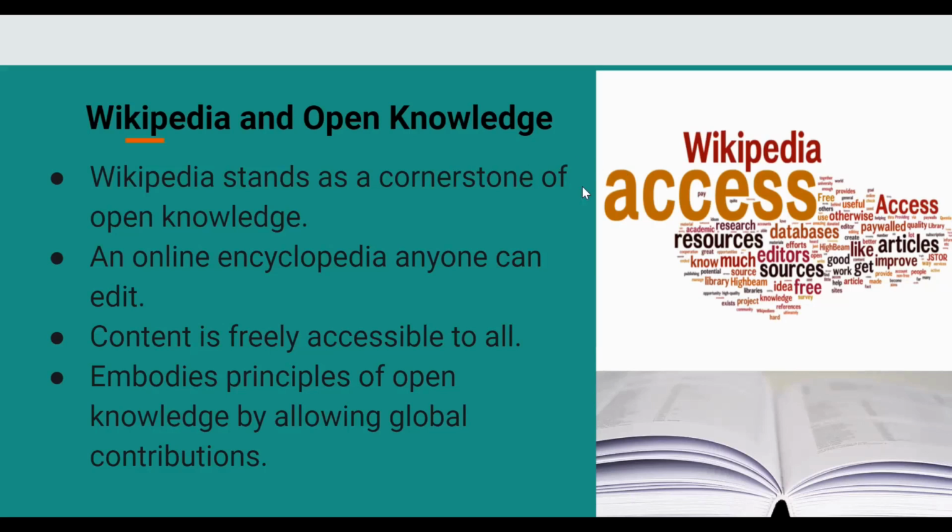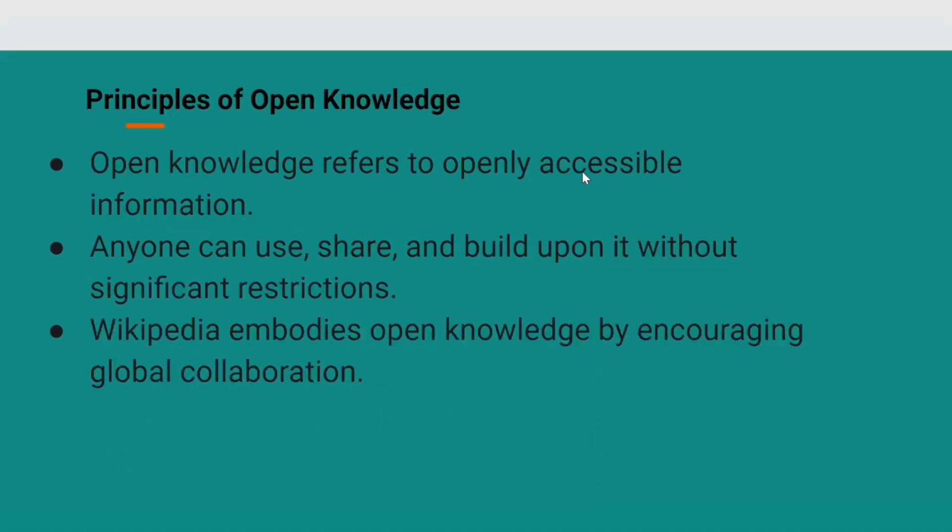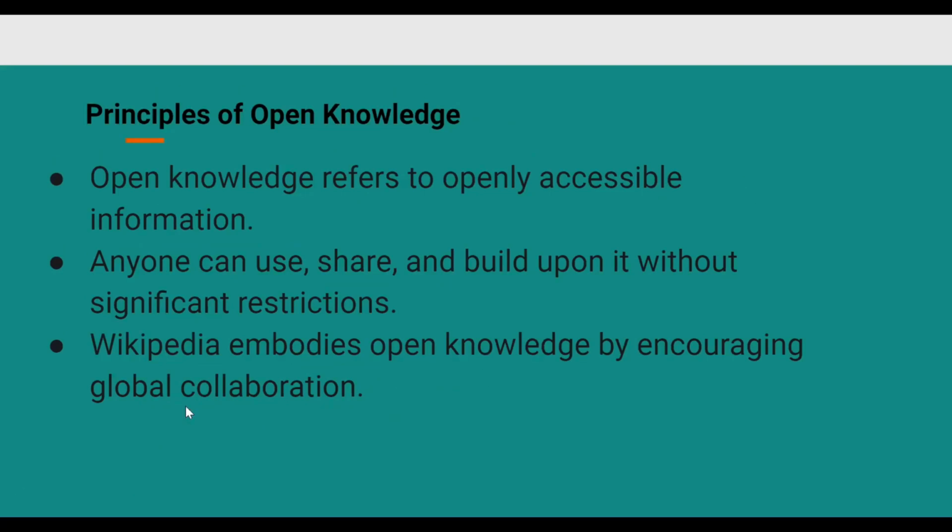So moving to the next slide. We have the principles of open knowledge. The first principle: open knowledge refers to openly accessible information. I know most of us are researchers and librarians here, so we know what open knowledge is: information that is open and doesn't have any paywall on it.